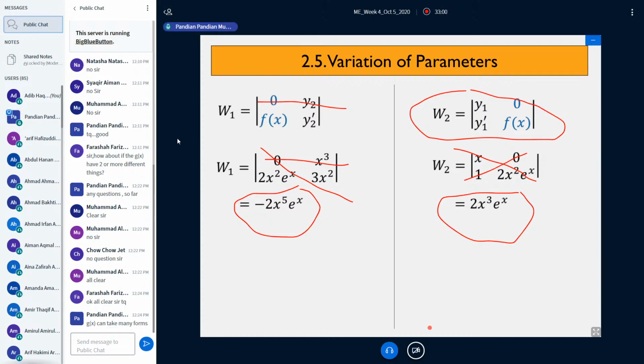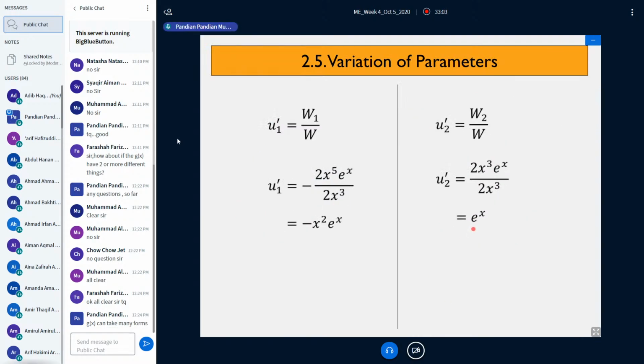So you already have W1, W2. Now you calculate u1 dash. So u1 dash is W1 divided by W, minus 2x to the power 5 e^x over 2x cubed. These two cancel: x to the power 5 over x to the power 3 is x squared, e to the power x. So there is a minus sign. So you have u1 dash equals minus x squared e^x. u2 dash is W2 divided by W, 2x cubed e^x divided by 2x cubed. So this one cancels off. So your u2 dash is e^x.